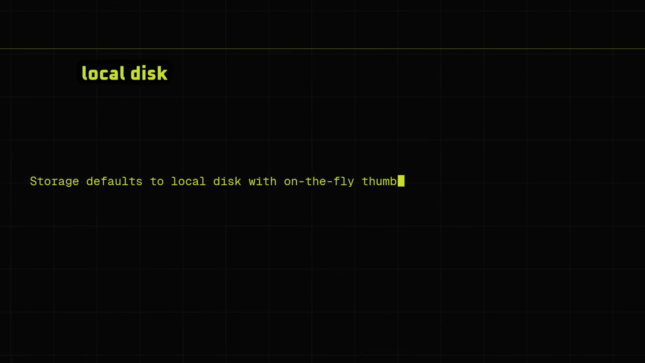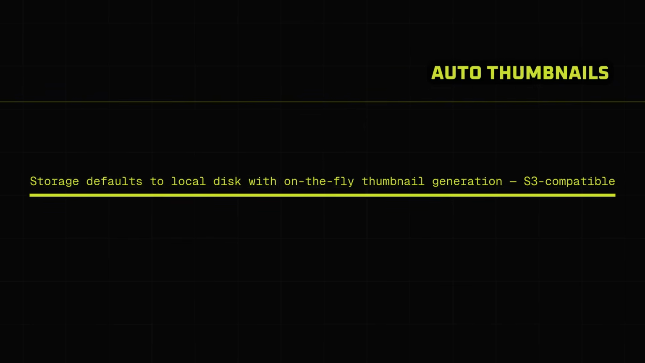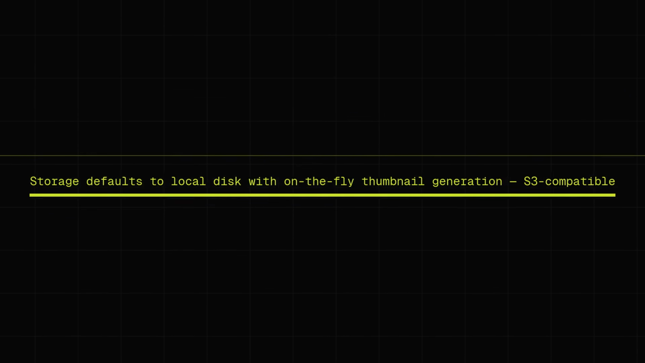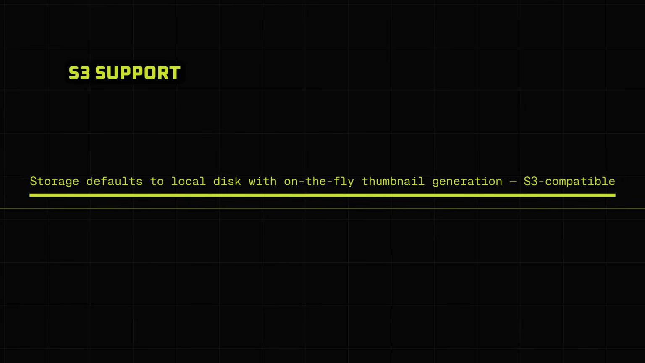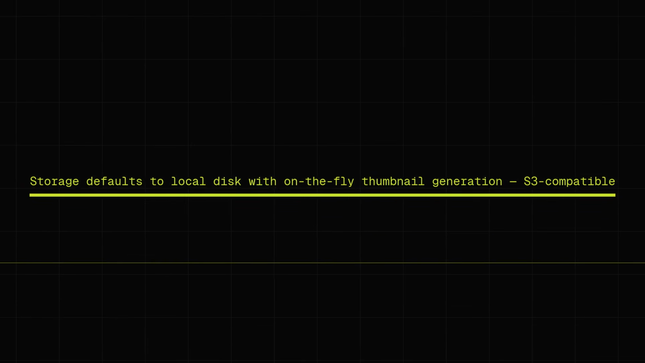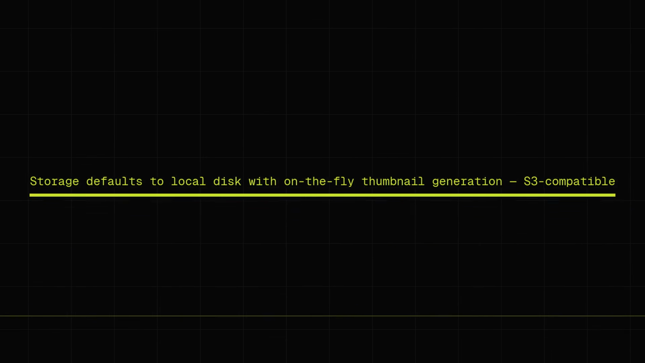Step 5. Handle files. Storage defaults to local disk with on-the-fly thumbnail generation, and you can point it at any S3-compatible bucket from the settings page when you outgrow the local disk. No separate billing account to unlock it.